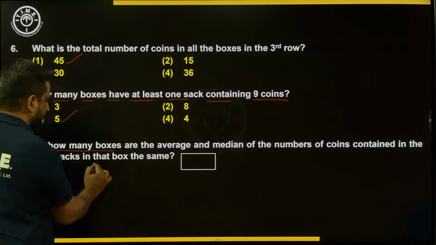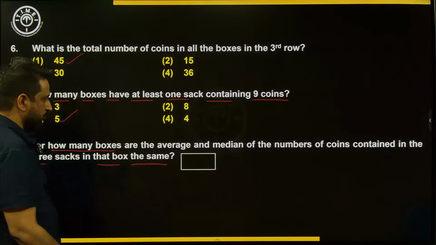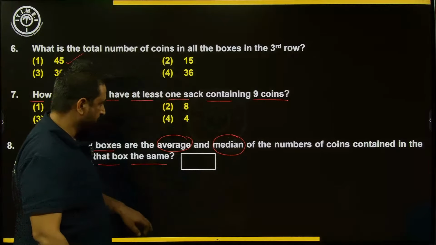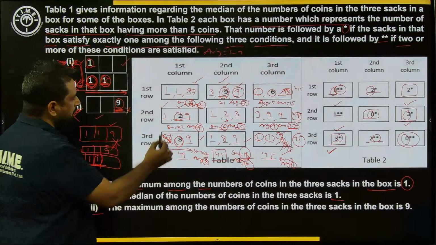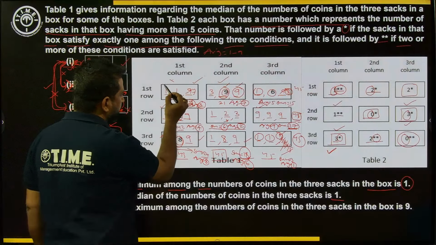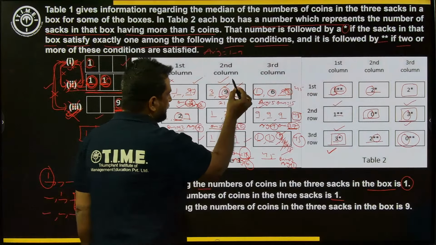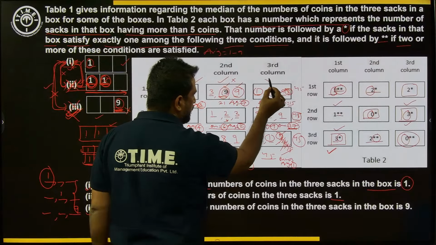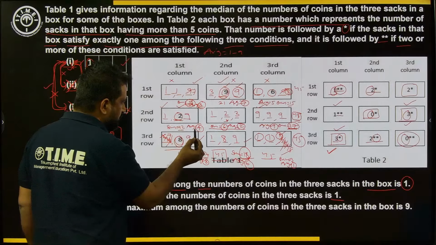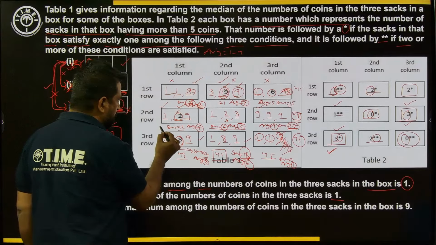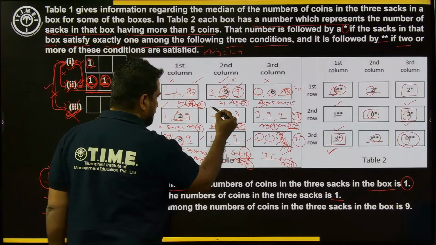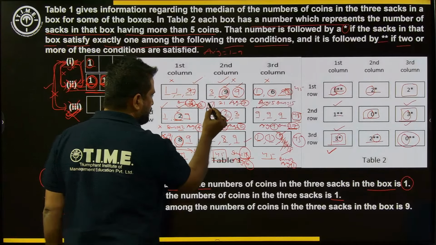Next, how many boxes are the average and the median of the number of coins contained in the 3 sacks in that box the same? So average and the median should be same. Okay, let's check it. Average 1 or median 3, not this box. Average 9 or median 7, not this box. Average 6, median 6, average 5, not this box. Average 2, median 2, average 4, not this box. Right, median 2, average 2. Yes, it is perfectly matching. This is the one box I can choose.